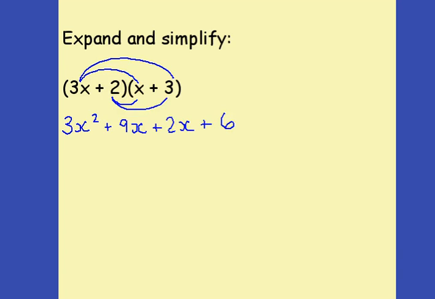We've expanded the brackets, we now need to simplify. So we look at each term and see where we've got the same creatures. The 2 in the middle are both x, so we can put those two together. This gives us 3x squared, which stays the same, plus 9x and 2x gives us 11x, and then the plus 6 goes on the end.